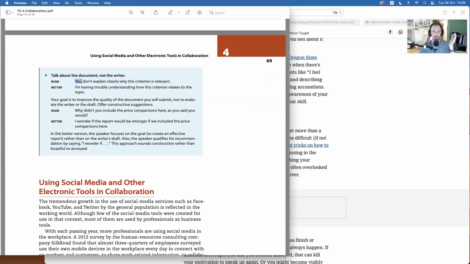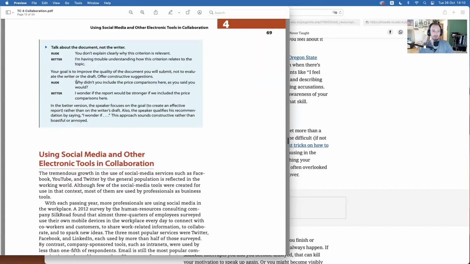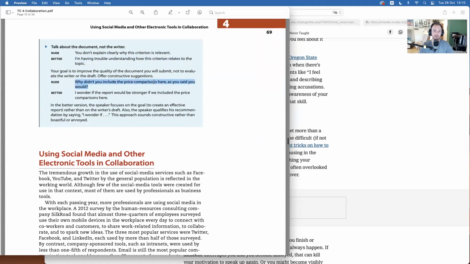You don't do this, right? You're wrong. And then a better way would just be talking about the criterion itself and the document itself. And so you could say, I'm having trouble with this. Again, another example, why didn't you include the price comparison here, like you said you would? It's very accusatory and very direct to them. And again, it's kind of attacking their character a little bit.